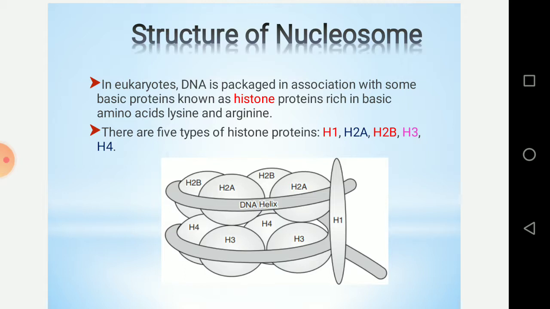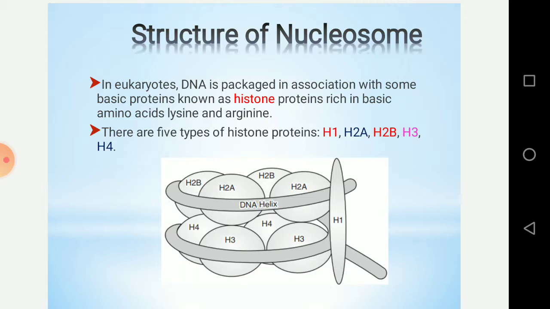You must have seen DNA either in a picture or somewhere else. This DNA is wrapped around a protein called histone, and these histones are wrapped around each other, and all this wrapping forms a chromosome. So we will see the structure when DNA is wrapped around this histone protein, and this structure is known as the nucleosome. In eukaryotes, DNA is packed in association with some basic proteins known as histones.